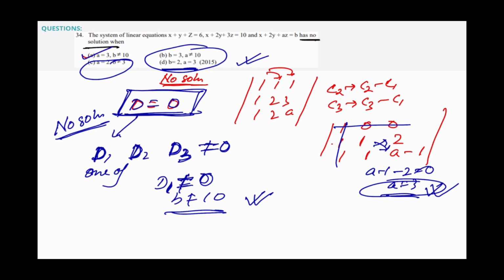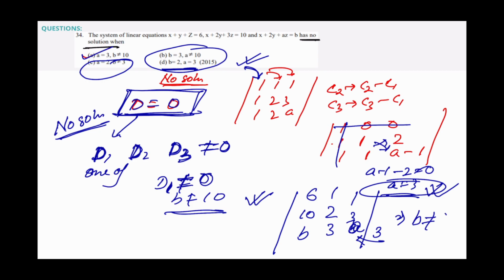Now how do you find D1? Nothing is there. Basically D is the coefficient determinant. Now replace the first column of coefficients with C1, C2, C3. So 6, 10 and B. And then leave the rest as it is: 1, 2, 3, 1, 3, 1, 3, B. You already know the value of A. Put the value of A as 3. So we'll be able to solve it. Okay, clear? Done. If you solve it, you'll get B should not be equal to 10. That's it.